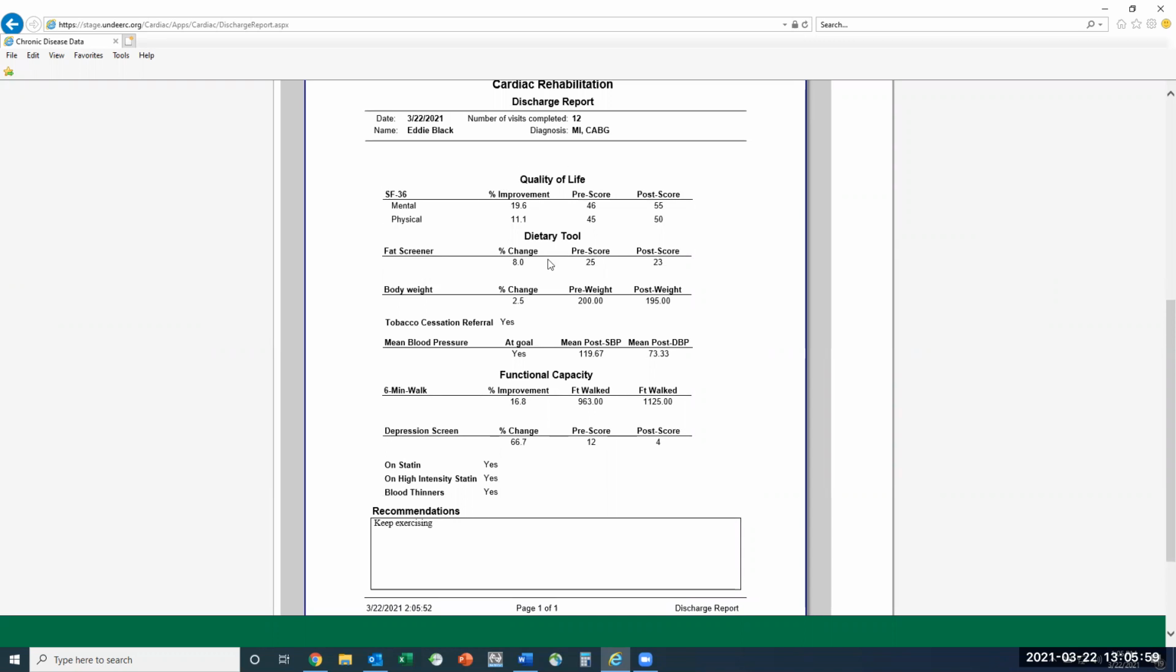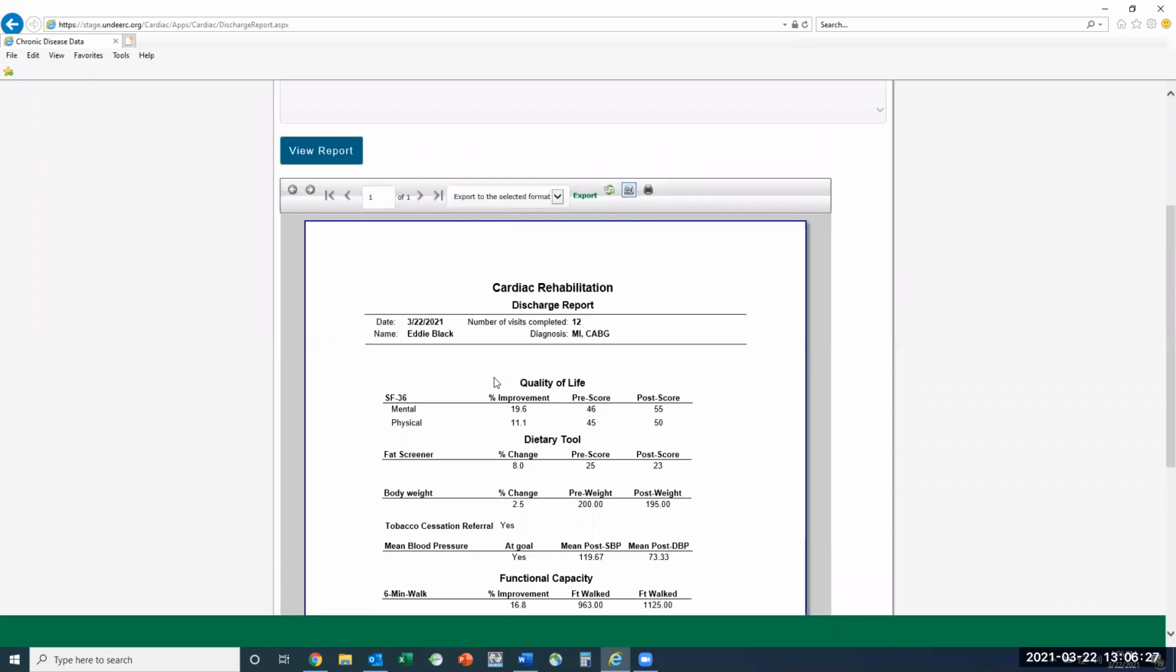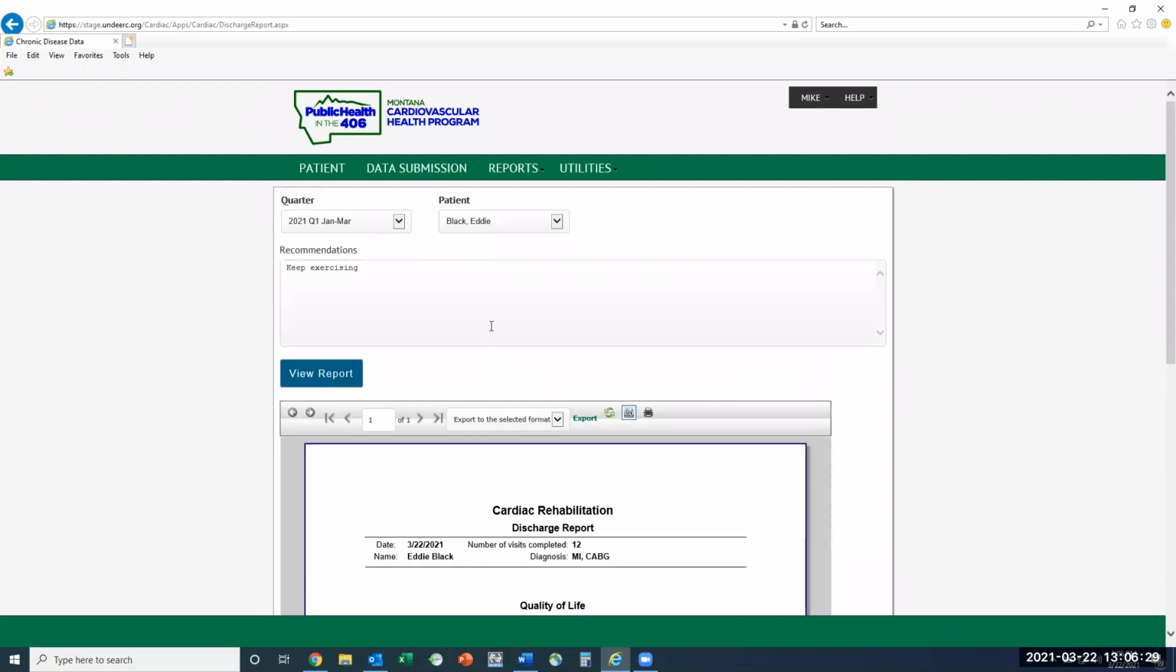You get the quality of life information, you get the dietary assessments, you get the BMI changes, if they were tobacco users, were they referred to cessation programming, you get their post blood pressure and if they met goal, you get their improvements in functional capacity and their depression screening results, as well as the statin utilization and the fact that they're on blood thinners. And then you can have as many recommendations as you want in here. So certainly I encourage all of you to take advantage of this feature.